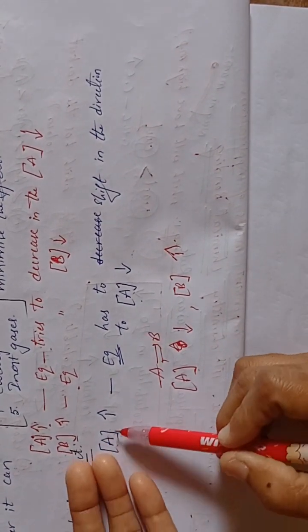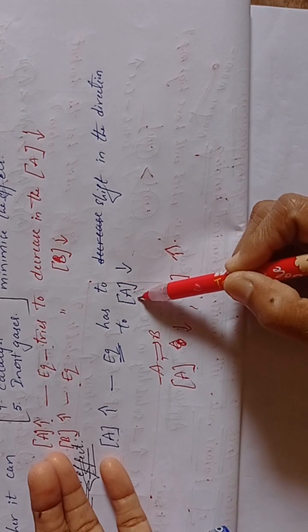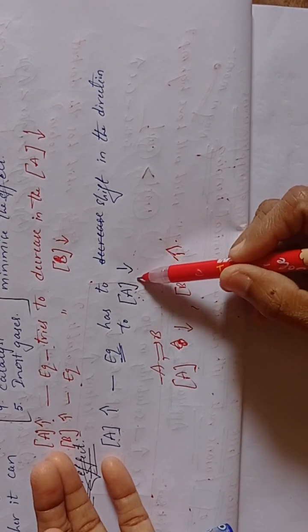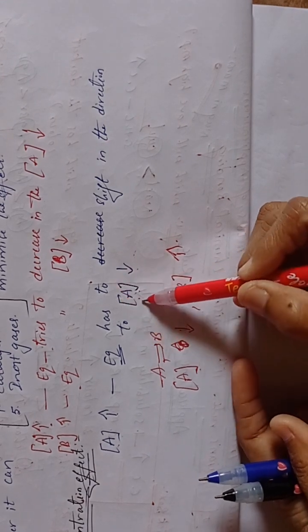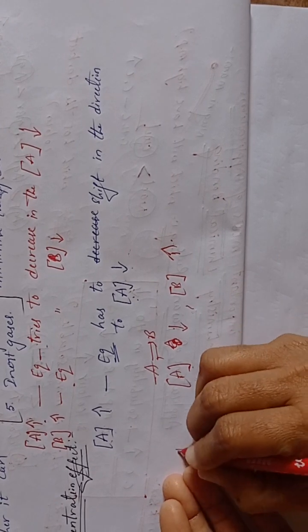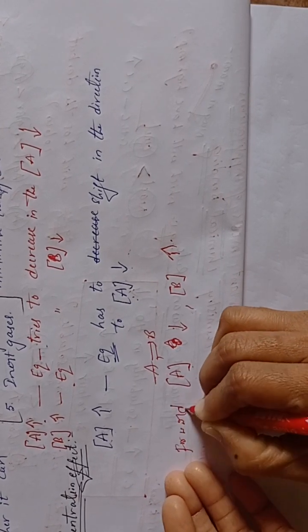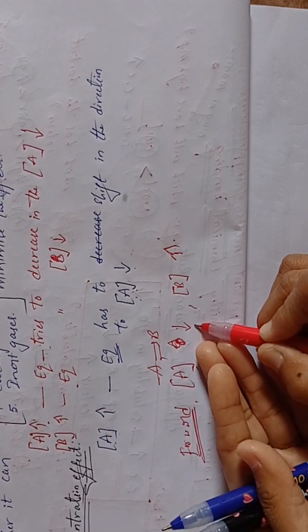Now see here, whenever the concentration of the reactant A increases, the equilibrium has to shift in the direction of decreasing the concentration of the reactant A. So in which direction does the concentration of the reactant A decrease, students? In the forward reaction. So in the forward reaction, the concentration of the reactant gradually decreases.